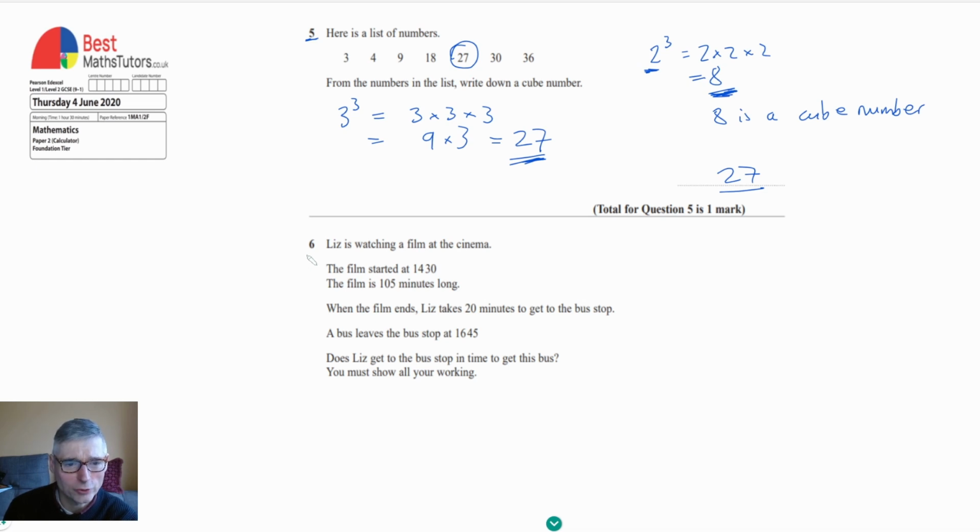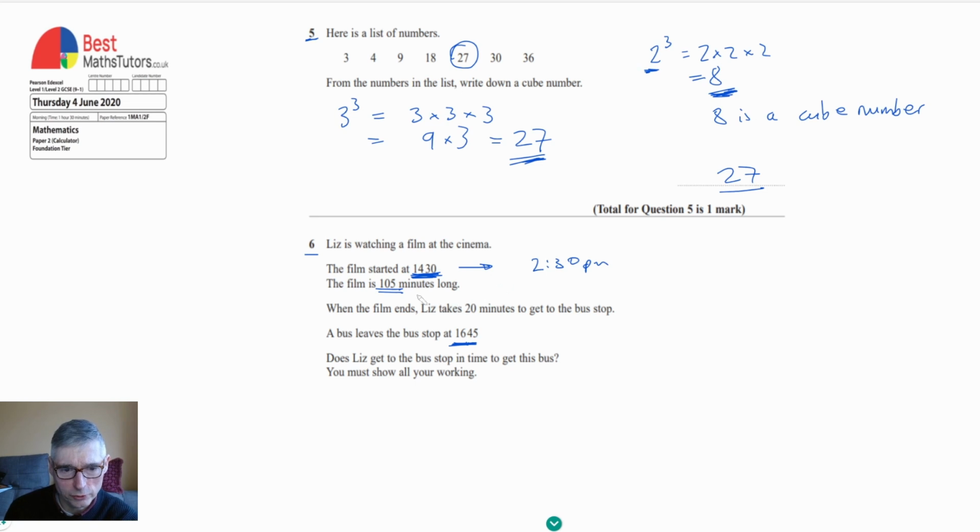Looking at question 6, we can see that Lizzie's watching a film at the cinema and the film started at 14:30. That's a time in 24-hour clock. 14:30 would be the same as saying it's 2:30 p.m., or 2:30 in the afternoon, but it's written in what's called 24-hour clock. It says the film is 105 minutes long. When the film ends, Lizzie's going to take 20 minutes to get to the bus stop, and the bus is leaving at 16:45. So is she going to have enough time to get to the bus stop?